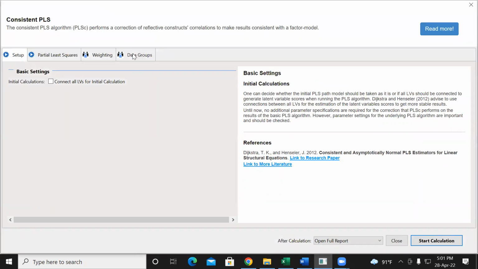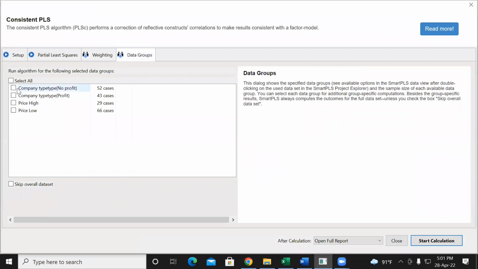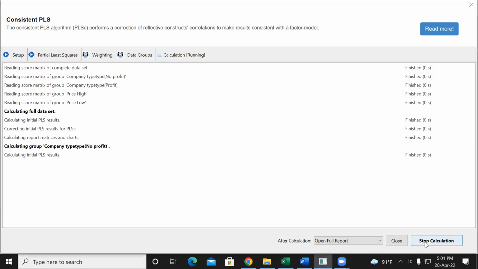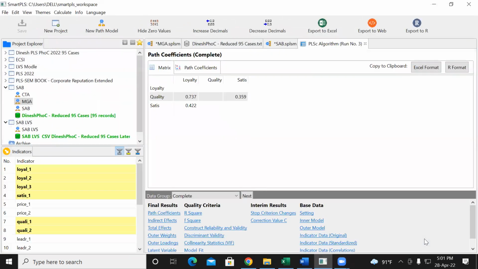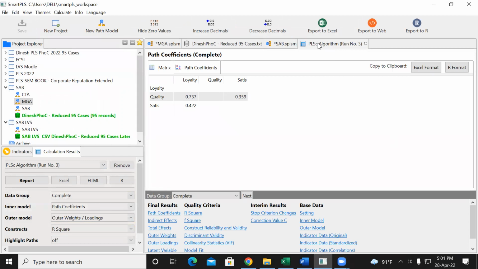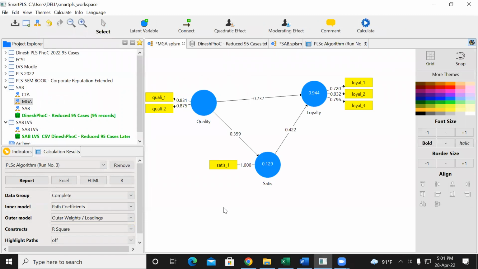Now data groups you can see here. New one is created. Now you have to select whether you need all or several. If you want one, you can select one. If you need all, select all. Now you are doing group-wise calculation also in addition to the main model, right? Start calculation. Now you get the reports as well as the graph. I will go to the graph first.